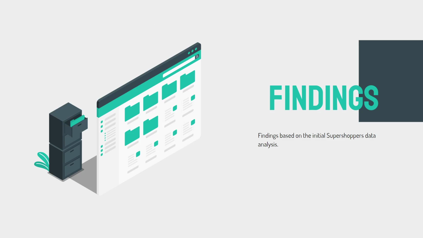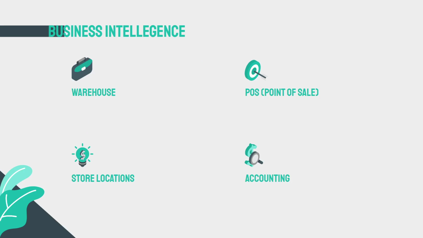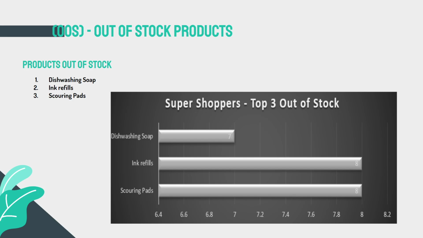So now we're going to go ahead and get into the findings. We just did the analysis. Now let's move on to the findings. And our findings here, we're going to talk about findings between the point of sales, accounting, store locations, and the warehouse. Now, initially, the top 3 out of stock products that I found, not top selling, were dishwashing soap, ink refills, and scouring pad. Across the board, I found that these products themselves were initially running out week to week. So these were missing a lot.